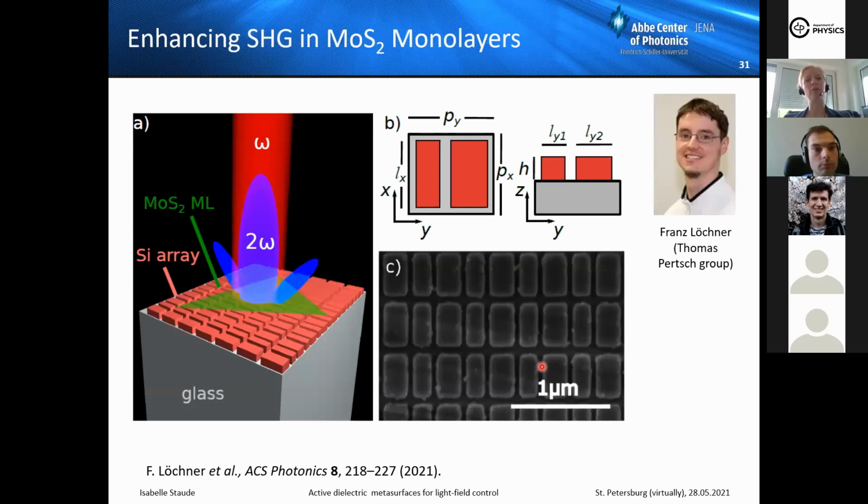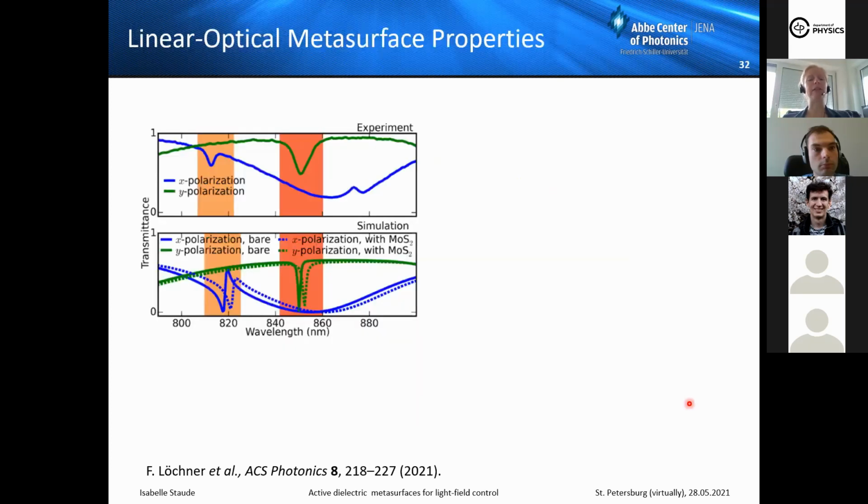So, one system I'd like to show you is enhancing second harmonic generation in MoS2 monolayers. It's again a collaboration with Thomas Pertsch and Isabelle Staude's group, and also with Yuri Kivshar in Australia. They provided us with these metasurfaces which sustain Fano resonances, or maybe some would call them imperfect or quasi bound states in the continuum.